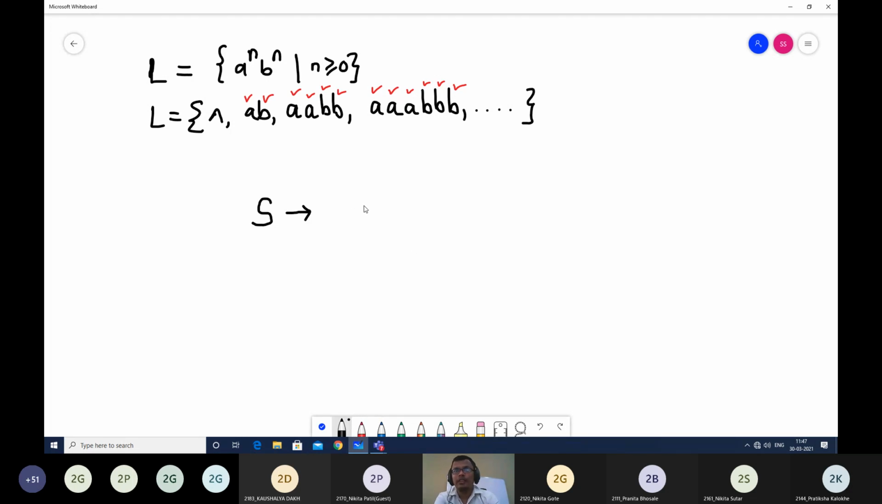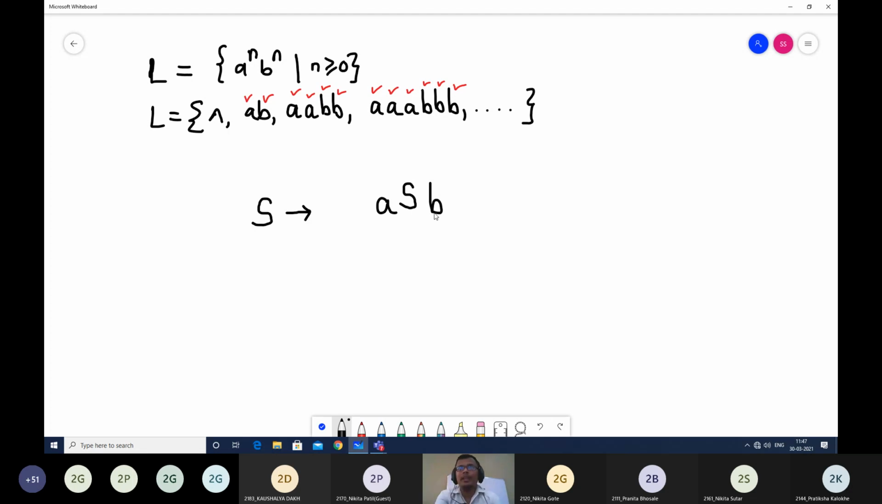So, for every A, I have a corresponding B. And now this is getting repeated again and again. So what I do, students, is use the same non-terminal symbol S over here in order to run so-called recursion on that non-terminal symbol.